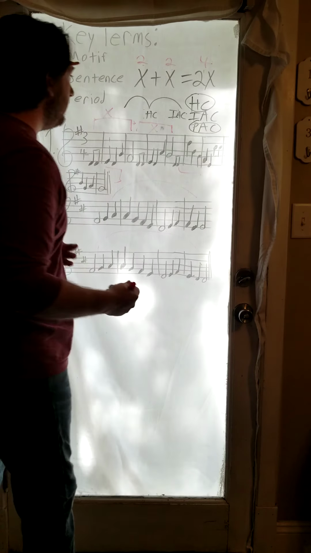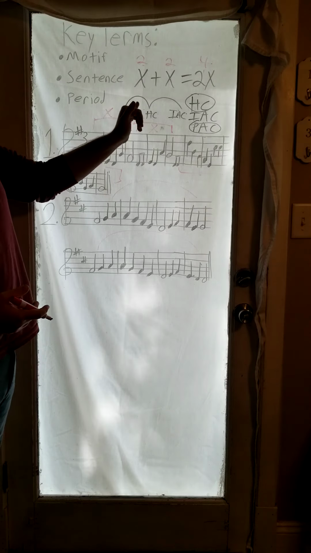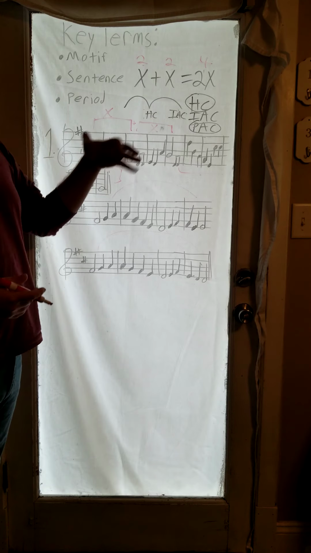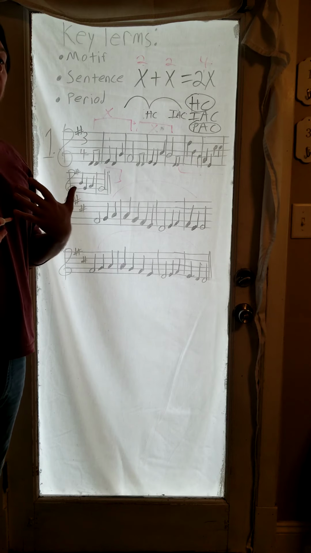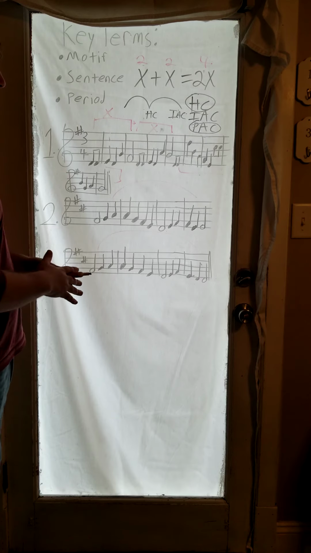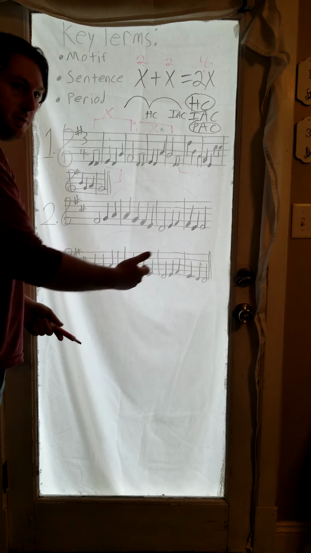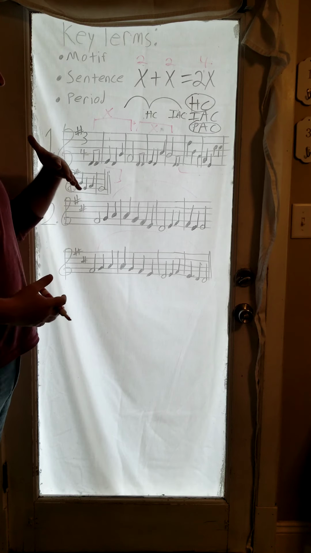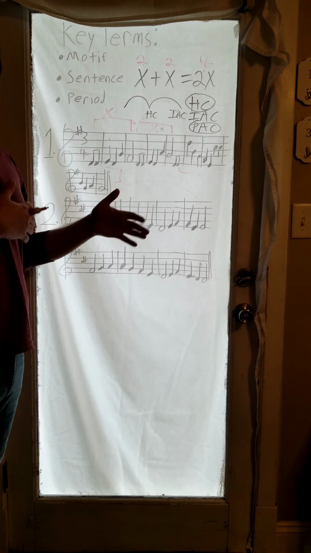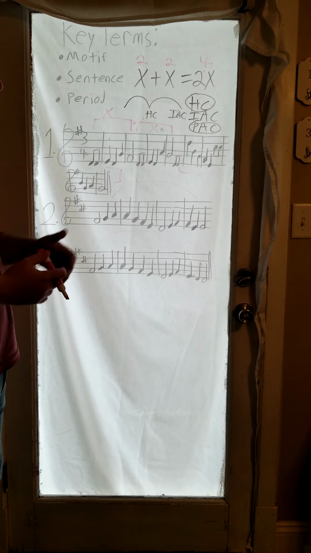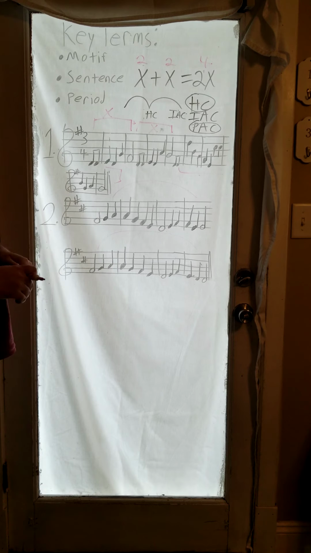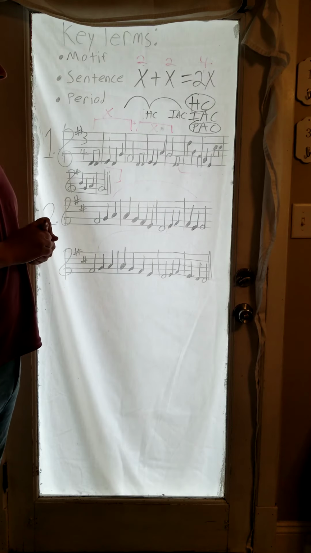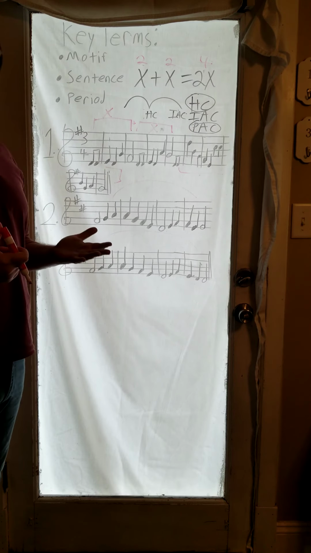With a period, another thing that I forgot to mention is both antecedent and consequent have to be equal in the amount of measures they have. So if we have four measures here, we have to have four measures down there. This could be 8 and 8, 16 and 16, or 2 and 2, they just need to be equal.